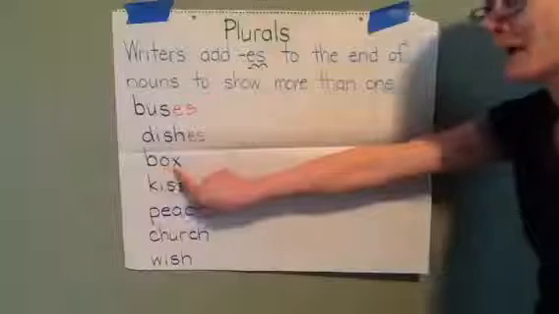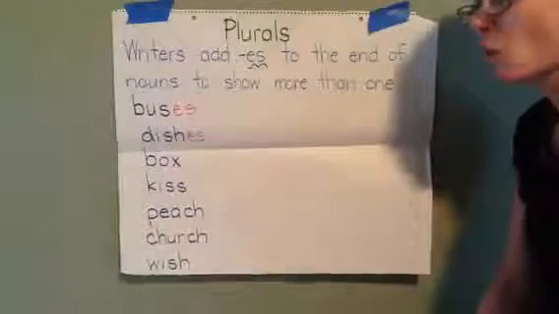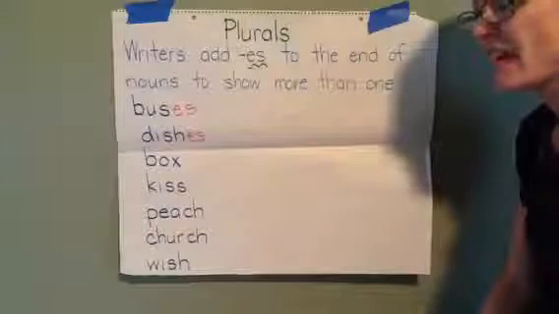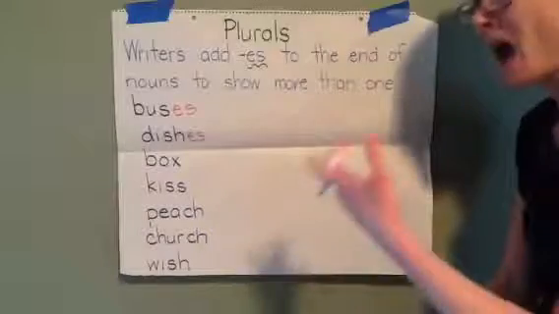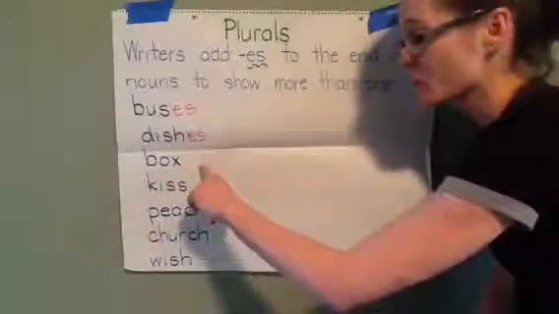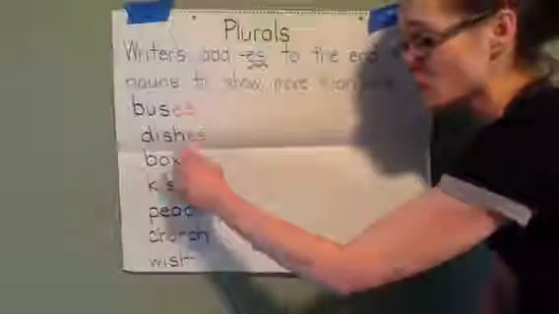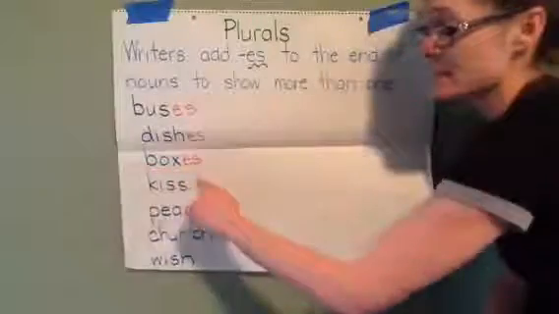Let's look at this word. This word is box. I have 1 box full of books, or I have 10 boxes full of books. Boxes. Again, we're not going to say box. We don't just add an S, do we? We add an ES to make boxes.